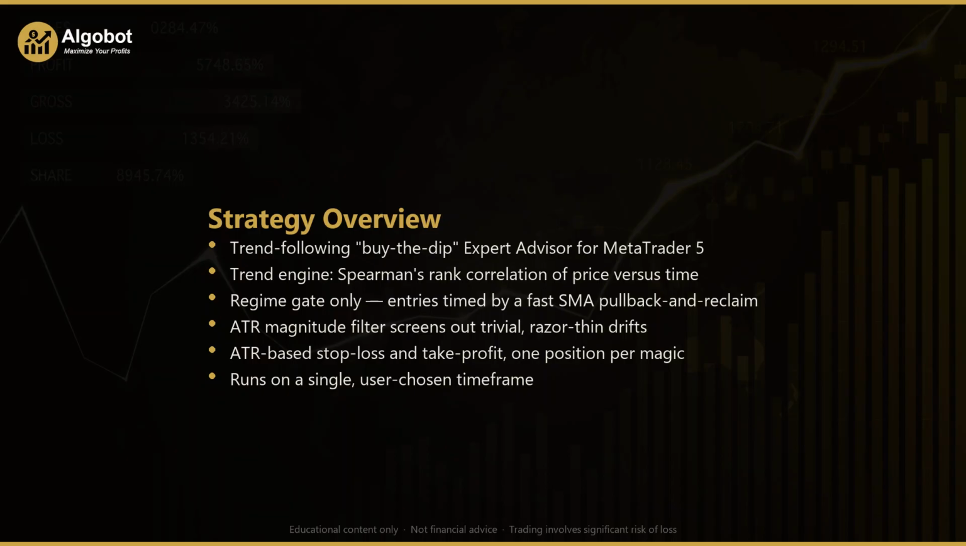There's also a magnitude filter built from average true range. A trend can be perfectly ordered, yet cover almost no ground, and rank correlation alone can't tell the difference. So the strategy insists the net move across the window is large enough relative to recent volatility before it will act. Who is this style of thinking suited for? Traders who like patient, rules-based trend continuation, who prefer waiting for confirmation and a pullback over reacting to every wiggle, and who want to study how a non-parametric statistic can be turned into a trading filter. As always, trading involves risk, losses happen, and nothing here is a recommendation to trade.